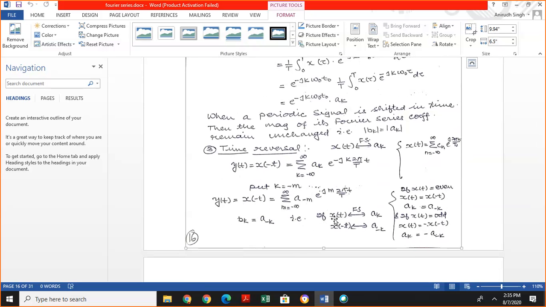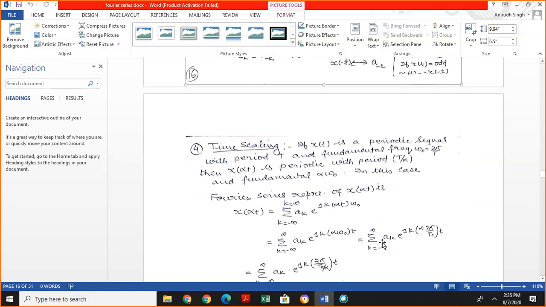x of minus t. And if the signal is even, then x of t is equal to x of minus t. It means that ak is equal to a minus k, and when the signal is even, both Fourier coefficients are the same. But if the signal is odd, then x of t is equal to minus x of minus t, and we can say that ak is equal to minus a minus k.